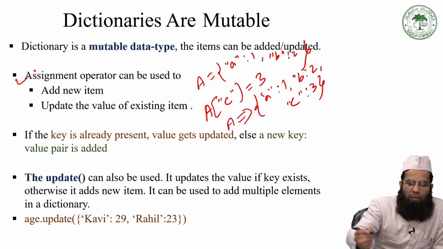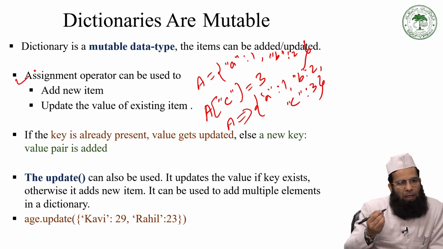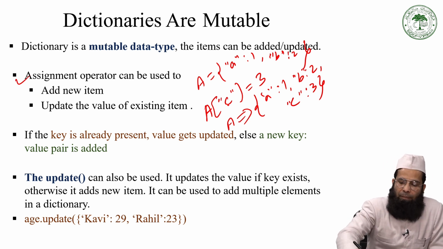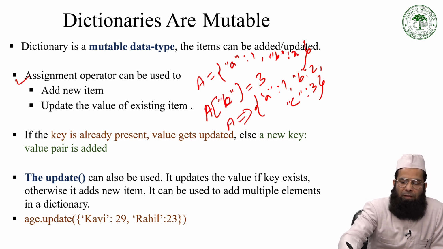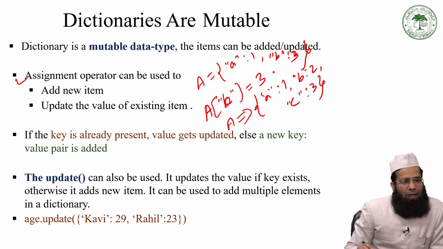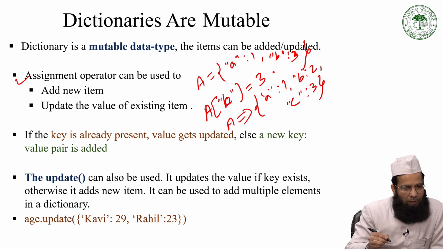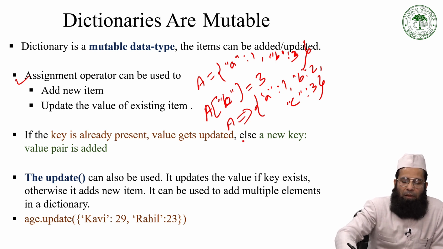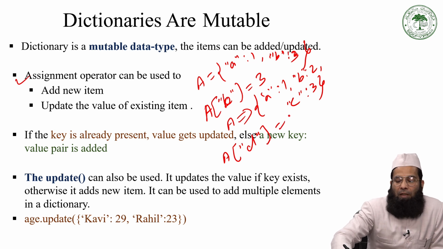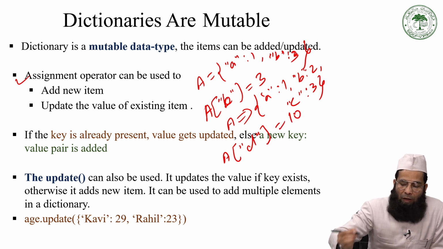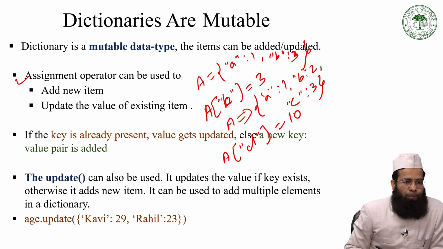The assignment operator can be used to add a new item, and you can also update the value of an existing item. If I use A['B'] = 3, this value would be updated, right? If the key is already present, the value gets updated. That is the point. Else a new key value pair is added. Like I have just mentioned, if I'm trying to update D, which is not available in this dictionary, what would happen? D would be added to the dictionary.